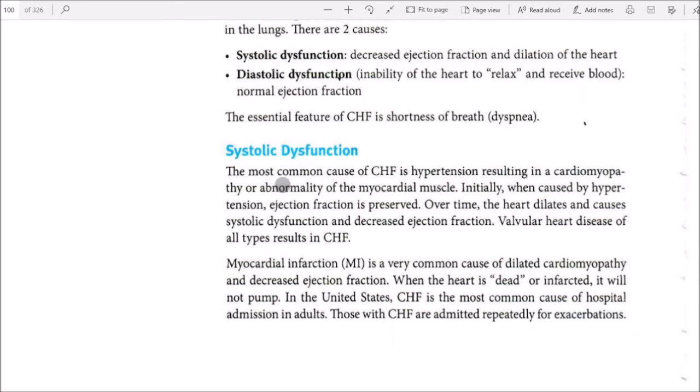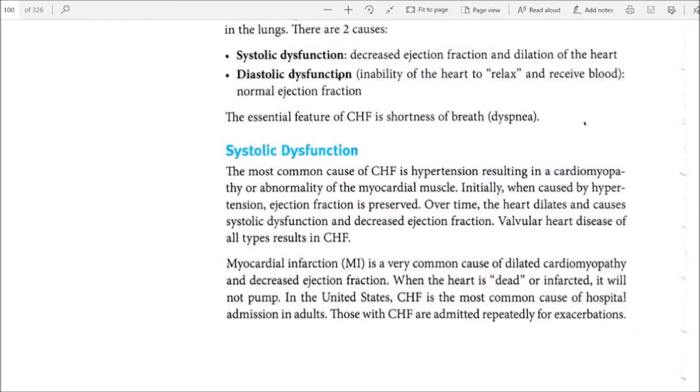Systolic dysfunction. The most common cause of CHF is hypertension resulting in a cardiomyopathy, or abnormality of the myocardial muscle. Initially, when caused by hypertension, ejection fraction is preserved. Over time, the heart dilates and causes systolic dysfunction and decreases ejection fraction. Hereditary heart disease of all types results in CHF. Myocardial infarction is a very common cause of dilated cardiomyopathy and decreased ejection fraction. When the heart muscle is dead or infarcted, it will not pump.